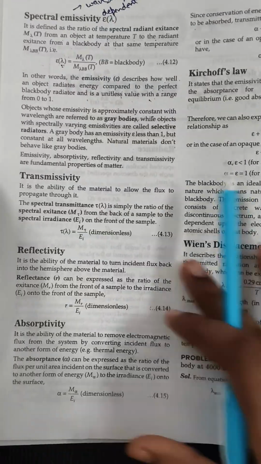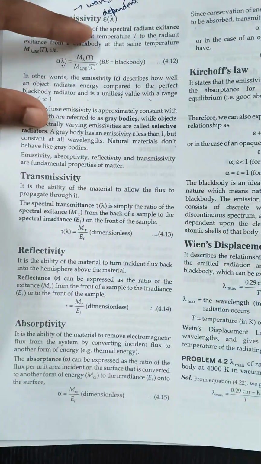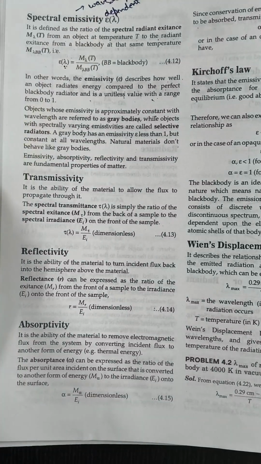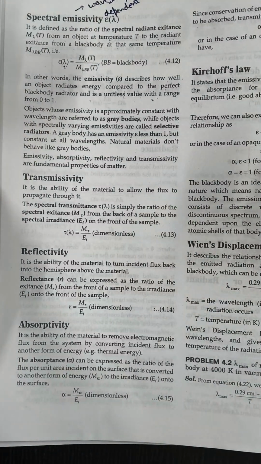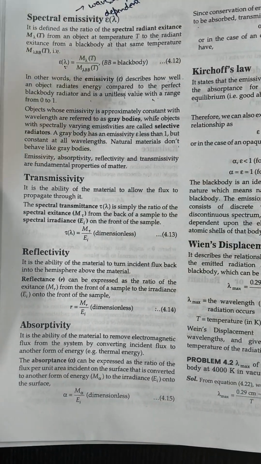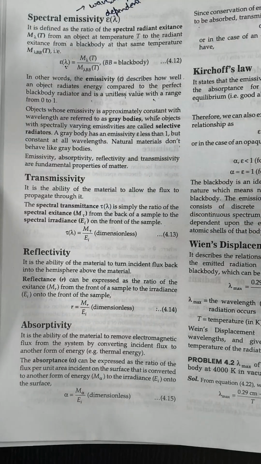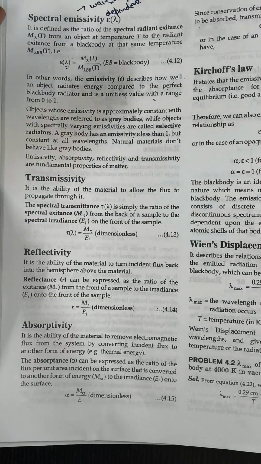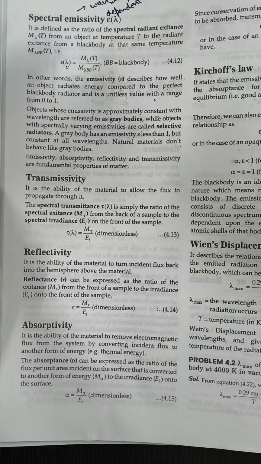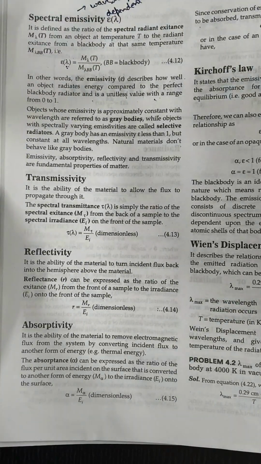Next, we discuss transmissivity. So, let's start with a story. Imagine you are standing near a window on a sunny day. Sunlight falls on the glass, and what happens? Some sunlight passes through the glass and enters the room. Some is reflected back, and some is absorbed by the glass.